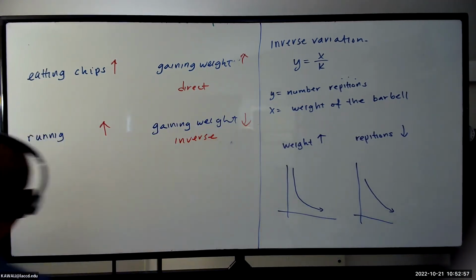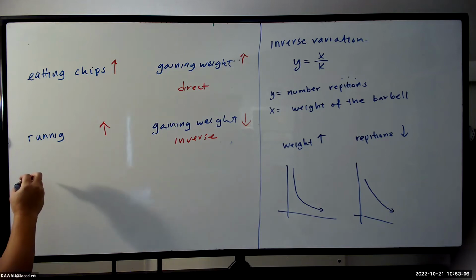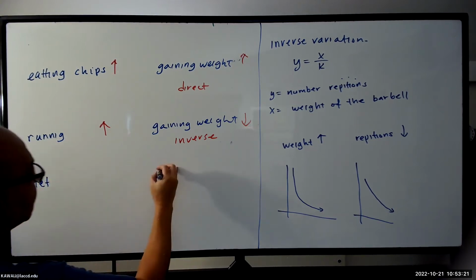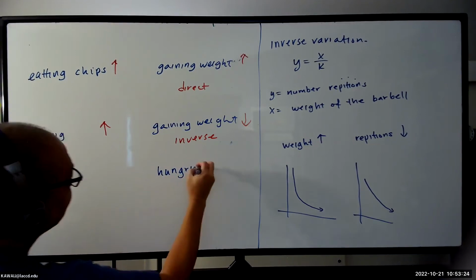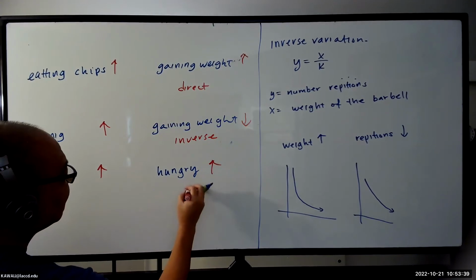Okay, so let's say, trying to think of something. Let's think diet. Okay, so we can say diet, and then we can say hungry. The more dieting, the more I diet, the more hungry I am. So that's direct.